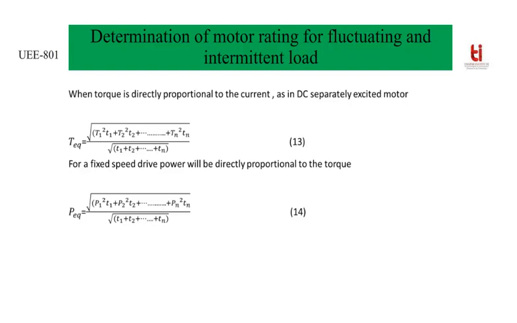Now, to find equivalent torque or equivalent power in case of fluctuating and intermittent load, a similar approach is used. We can take one example: in case of a DC separately excited motor, we know that current is directly proportional to torque. Then equivalent torque can be written as the square root of T1 squared into t1 plus T2 squared into t2 plus Tn squared into tn, divided by the summation of the durations. Now, in case of a fixed speed drive, where speed is constant, power is directly proportional to torque, because power is equal to torque into speed. So equivalent power can also be found likewise.